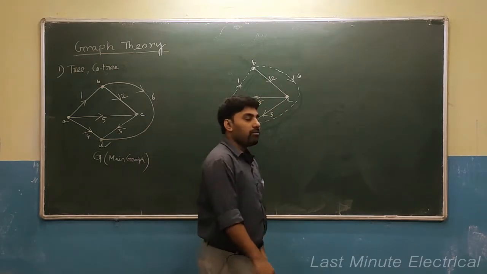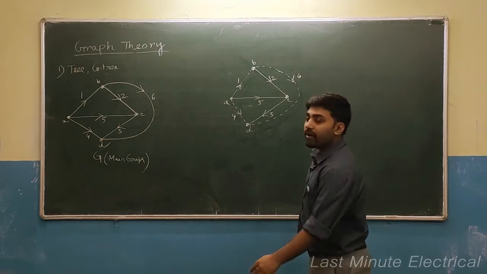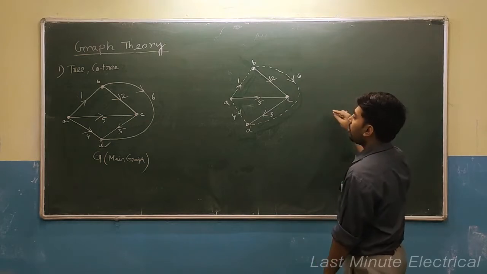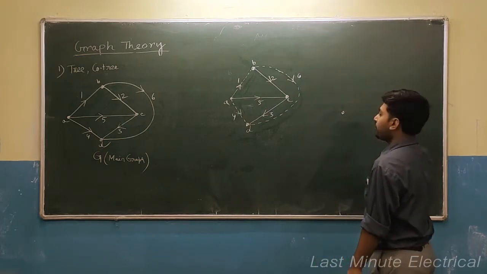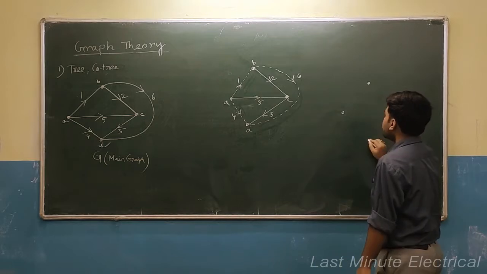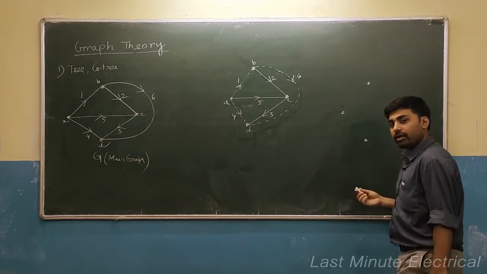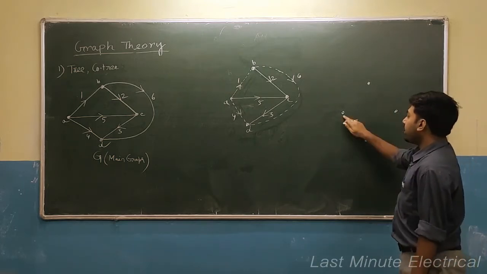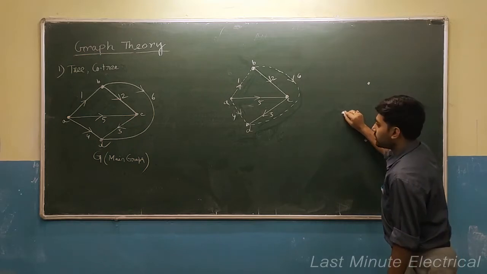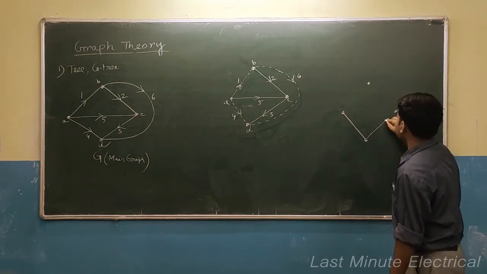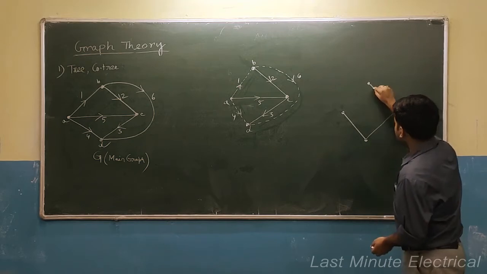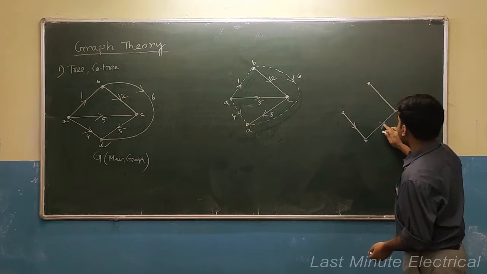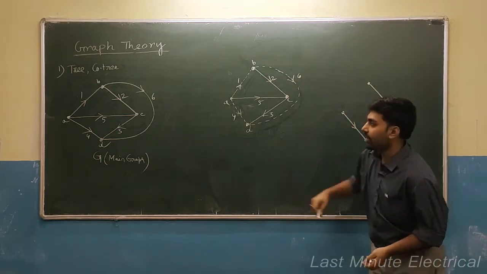For your convenience, I will take another example. Now if I draw another tree from the main graph, see, this can also be a tree. First I am drawing all the nodes. Why? Because you already know a tree contains all the nodes, but it does not contain any loop. So first I am taking all the nodes. Now see, I am taking the same direction as the main graph.